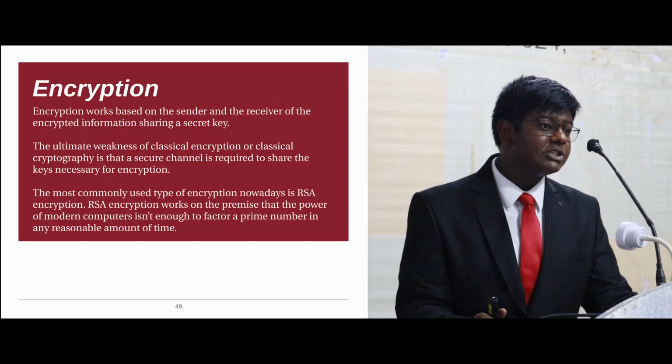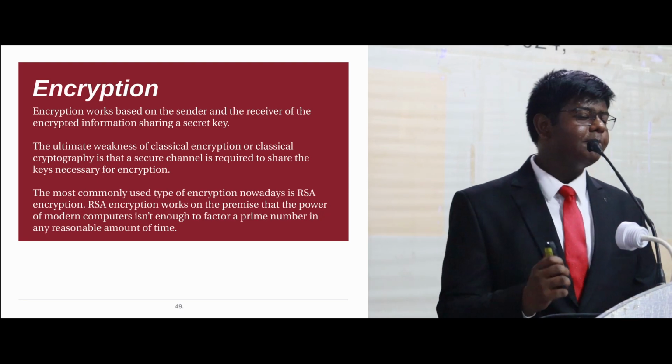Now let's look at encryption, or classical security. Encryption works based on the sender and receiver of the encrypted information using a secret key. The ultimate weakness of classical encryption is that a secure channel is used to exchange the keys. But the paradox is that if you have a secure channel to exchange the keys, why would you need encryption to encrypt the messages in the first place? Nowadays, the most commonly used type of encryption is RSA encryption. RSA encryption works on the premise that modern computers, or even supercomputers, do not have enough processing power or memory, limitations are there, so that they cannot factor prime numbers in any reasonable amount of time.